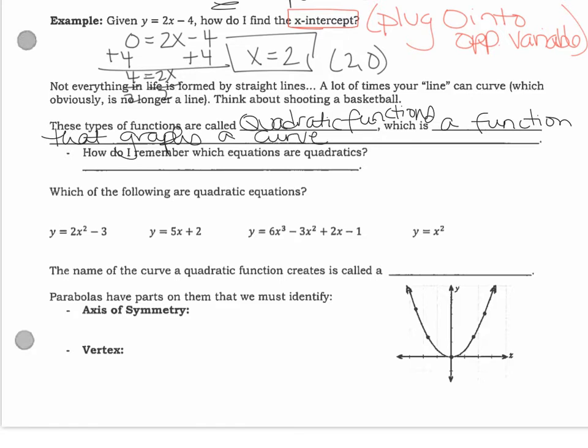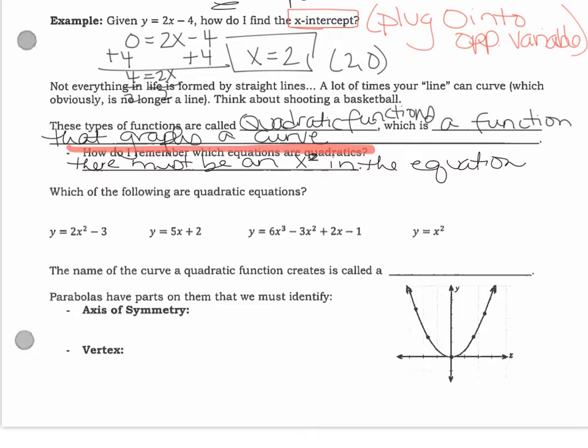So now what about an equation? Where have we seen the word quadratic function? Well, we use the word quadratic when we're talking about quadratic equations. Quadratic equations have x squareds in them. So how do I remember which equations are quadratics? There must be an x squared in the equation.